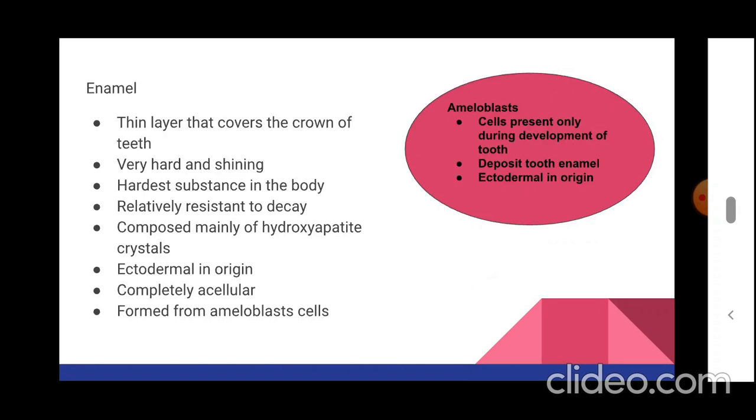And this enamel is formed from ameloblast cells. During the development of teeth, these ameloblast cells secrete enamel. So ameloblasts are cells present only during the development of the tooth. After the tooth has completed the development and erupts outside, these ameloblast cells are not seen. Their function is to deposit the tooth enamel. And these ameloblast cells are ectodermal in origin, and that's why we are saying enamel is ectodermal in origin.